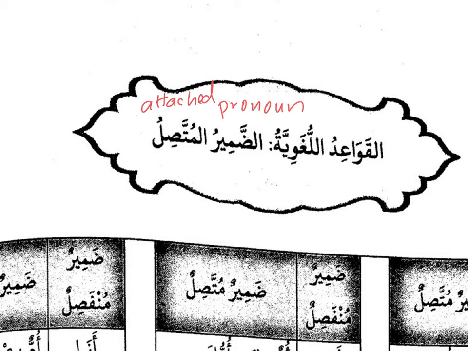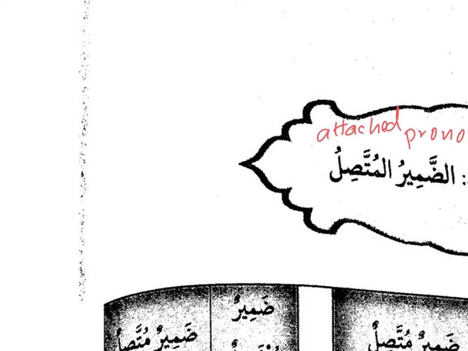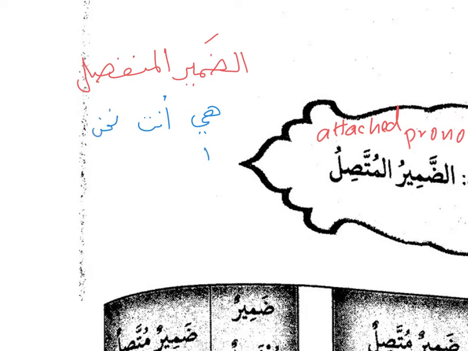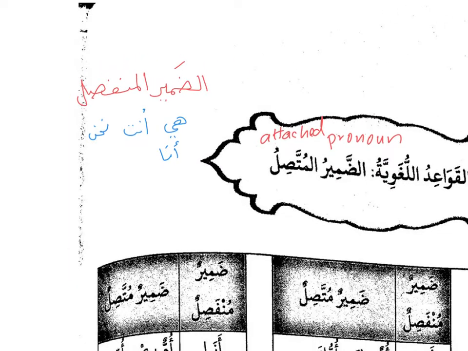Before we talk about damir muttasil, just to recap, in the previous lesson you have learned about another type of damir, which is ad-damir al-munfasil, the separate pronoun or the detached pronoun. Some examples of the damir munfasil are anta, nahnu, ana, and so on. Right? Okay, now today we are going to look at the other type of damir, which is the damir muttasil.